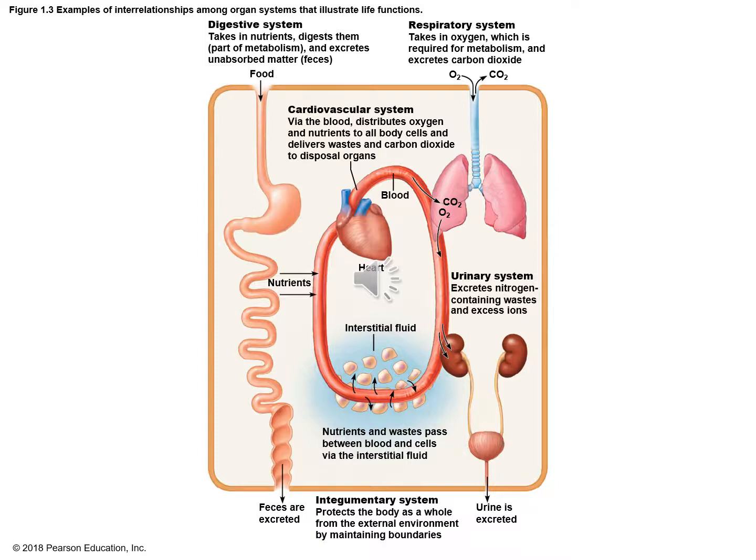This is a transport system, and it allows things like glucose to be delivered to all the cells in the body. On the top right, we see the respiratory system, which the main goal is to bring oxygen in and to excrete carbon dioxide. And the bottom right, we see the kidneys and the urinary system, and we know that their goal is to excrete waste and excess fluid.